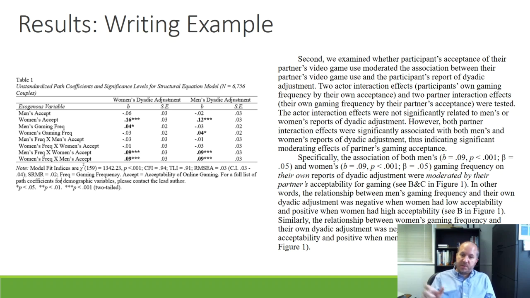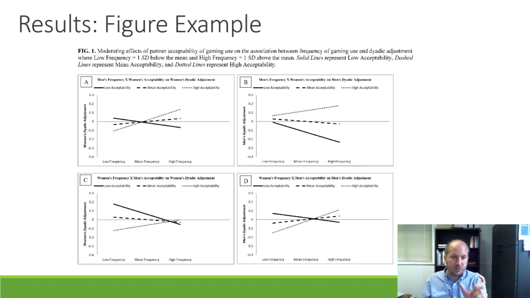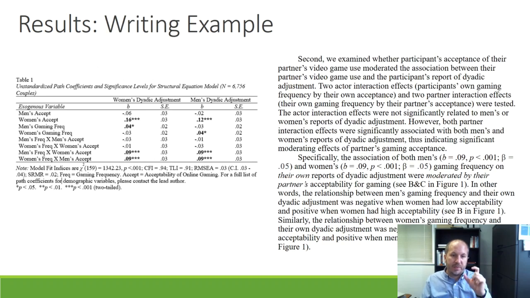So there I say B in figure 1. So that sentence refers to that figure B right there. Men's frequency by women's acceptability on men's dyadic adjustment. So I say in there, the relationship between men's gaming frequency and their own dyadic adjustment, so my IV and my DV, was negative when women had low acceptability and positive when women had high acceptability. And then I say the same thing next about C.